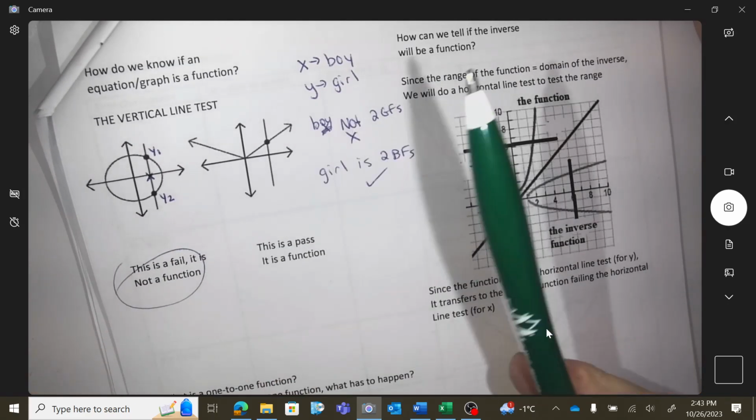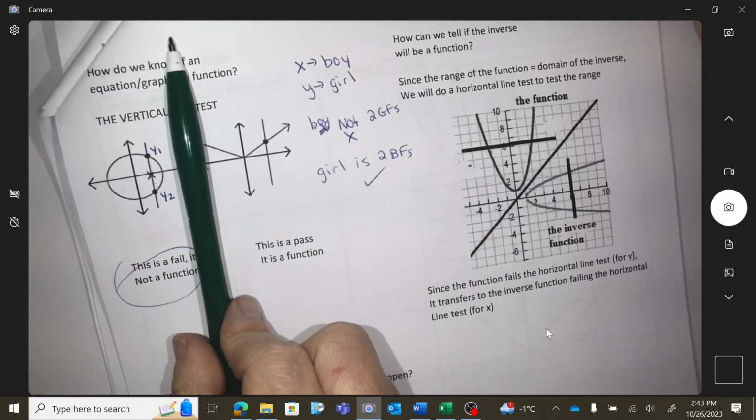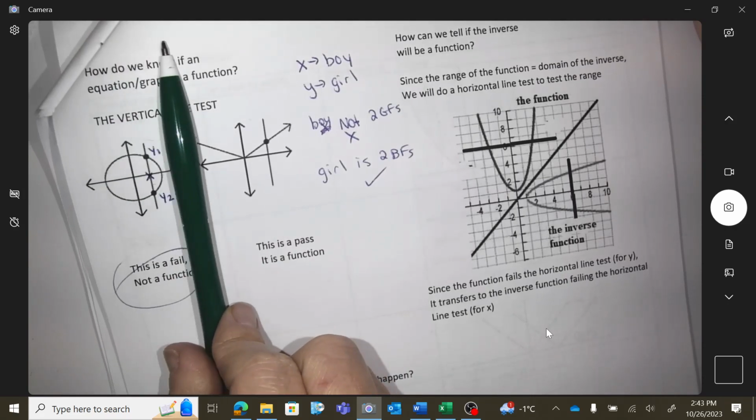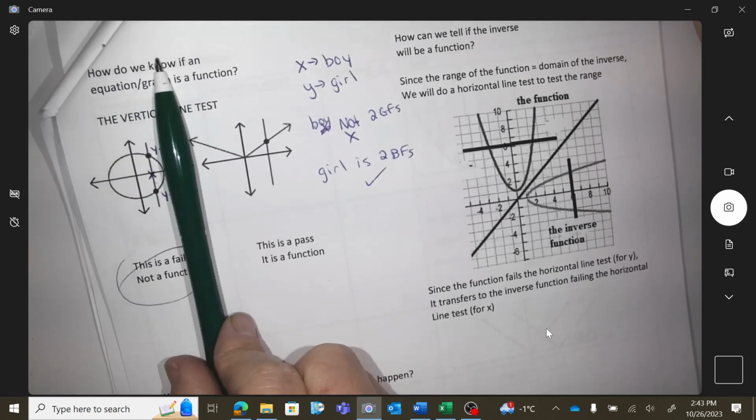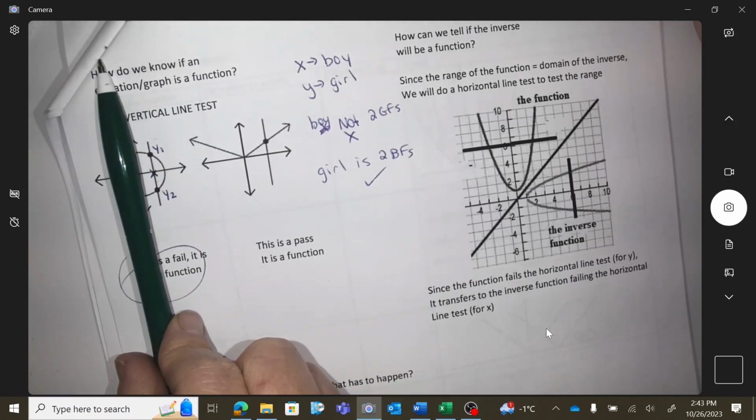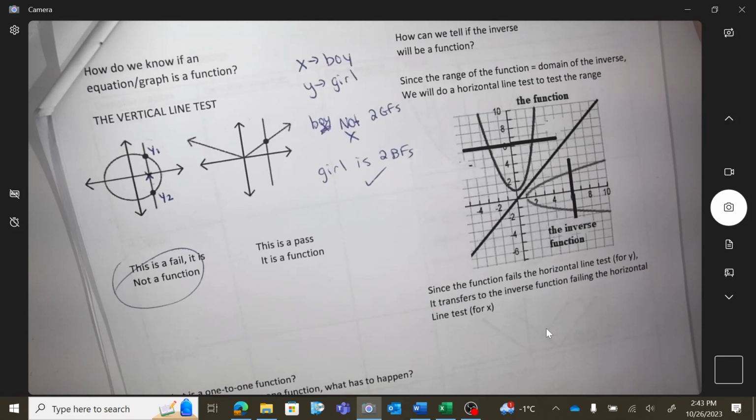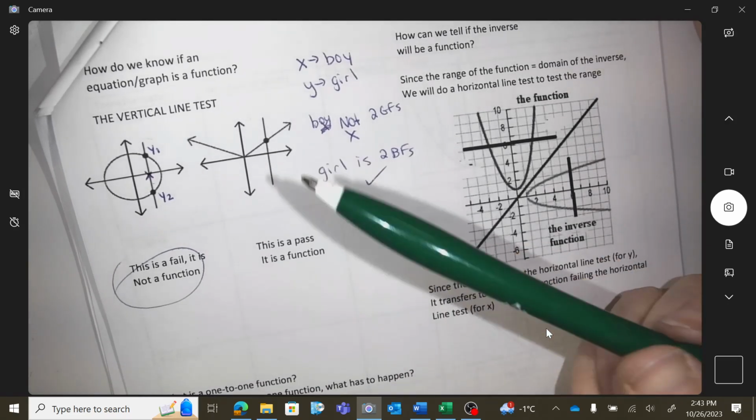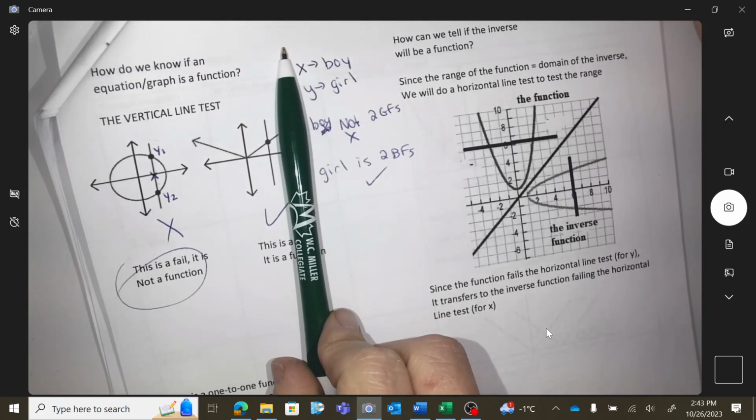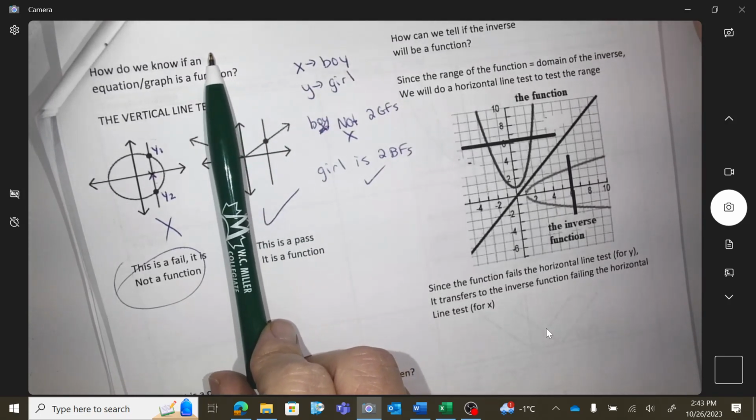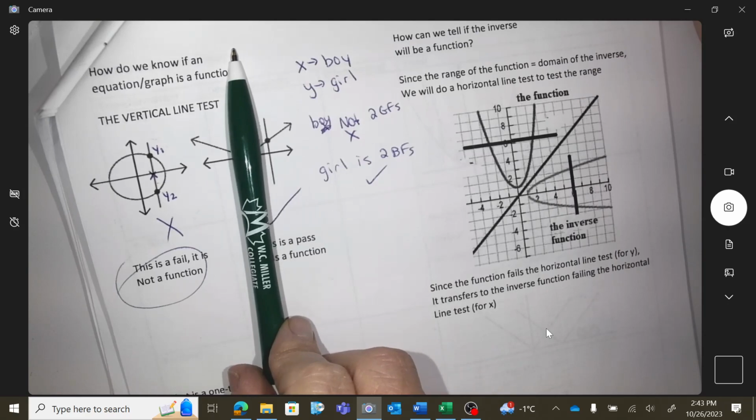Okay, so it's called a vertical line test. If you ever do this with your pencil and you hit something twice, that's a fail. That's a spot where you have two going on, two girlfriends. This is not a function, and this one is, because there's never a spot where I'm touching twice.